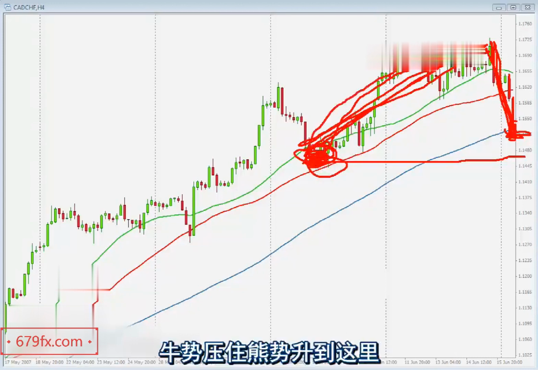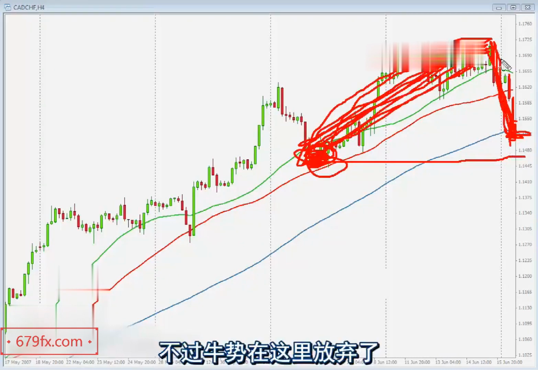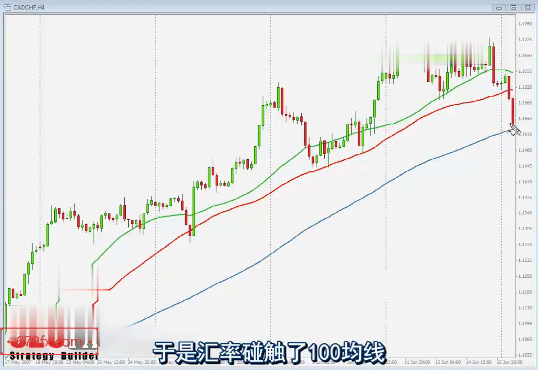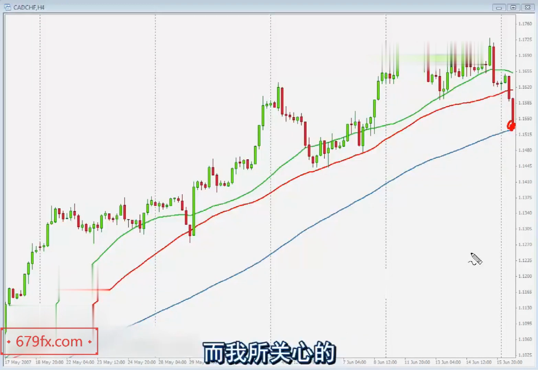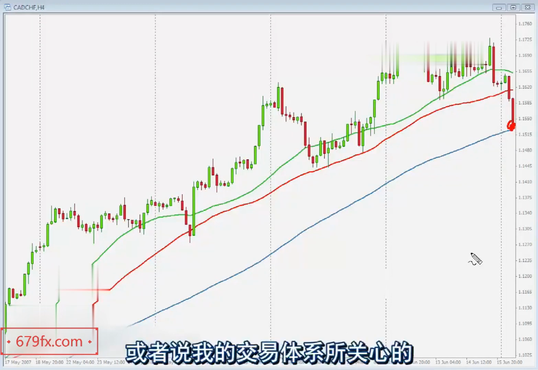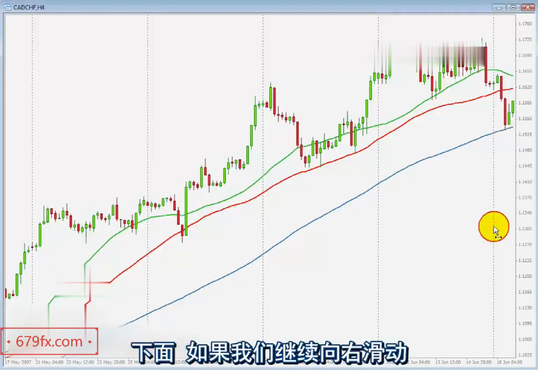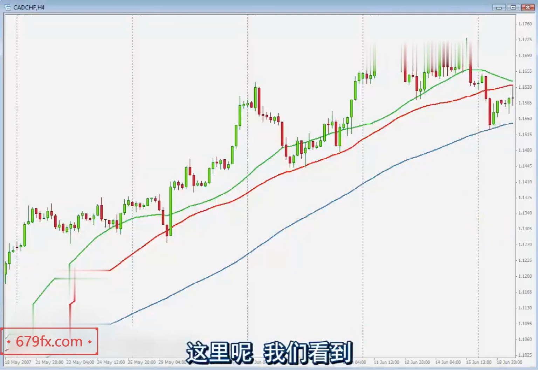The bulls gained all this ground from the bears, but then they gave it up straight away back to the bears in the pullback, and indeed the 100 moving average was touched. As far as I'm concerned, as far as my system, my 3 simple moving average way of reading or gauging the trend, this is a clear signal of trend weakness.